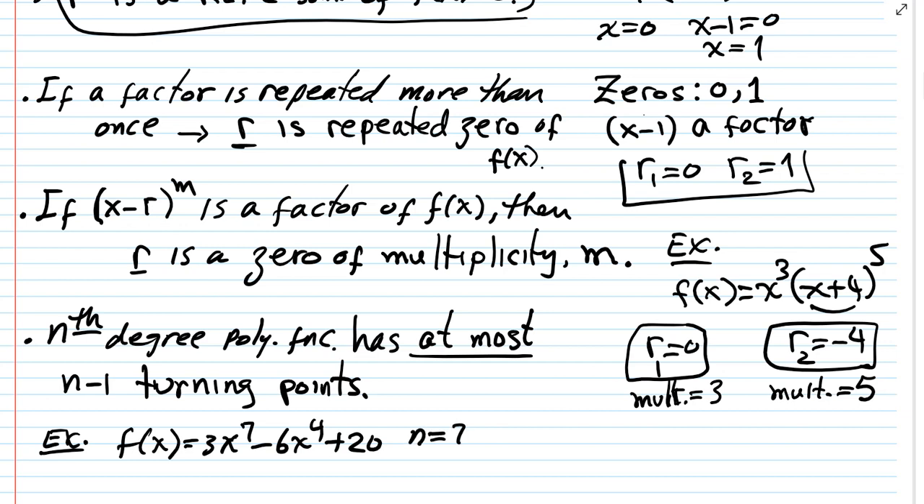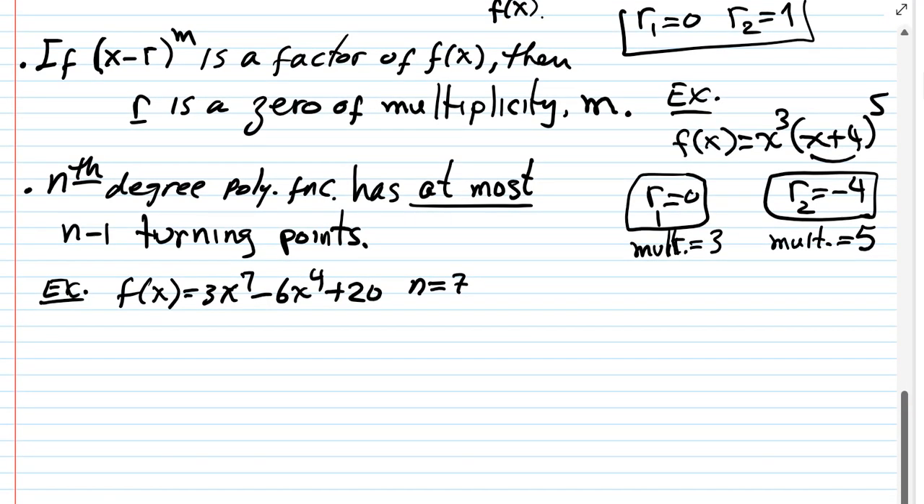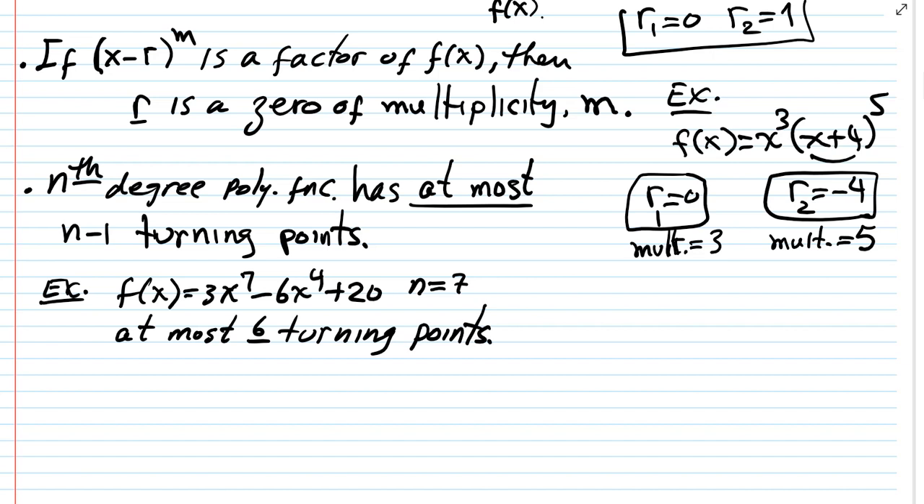So n is 7. Remember, the degree of the polynomial is the same as the highest degree term in the polynomial. This one, because n is 7, has at most n minus 1, 7 minus 1, 6 turning points. And these will help us when we graph the function. It just adds another piece of information for us when we graph these functions.